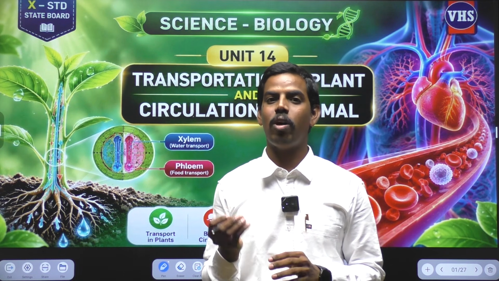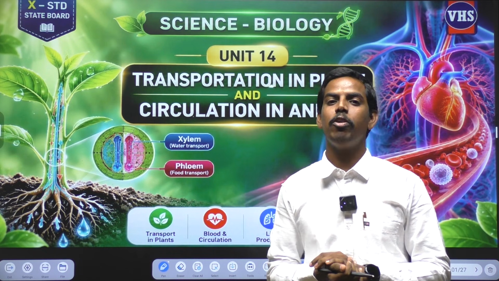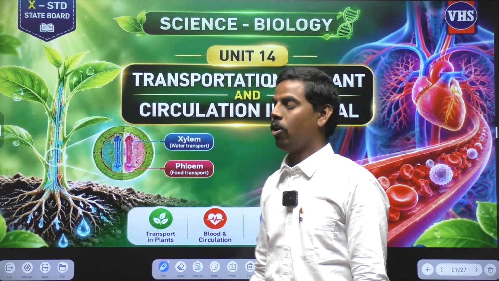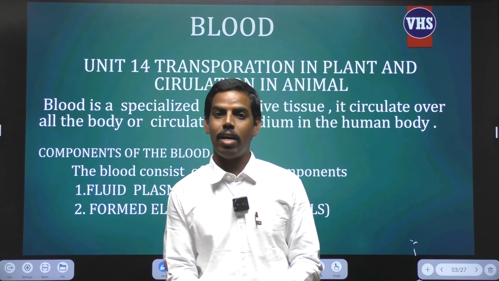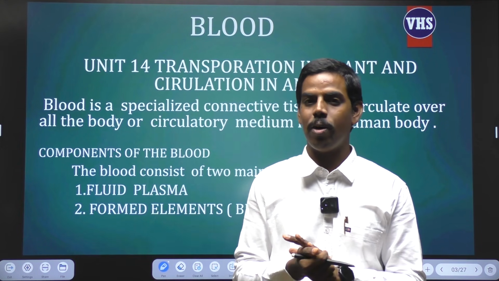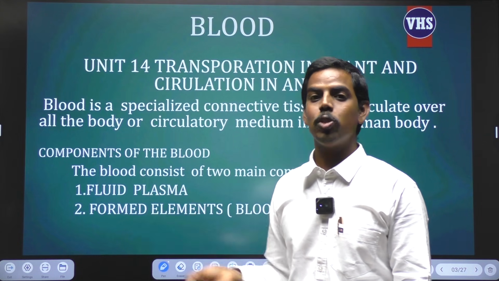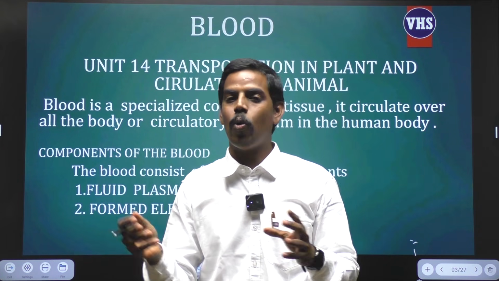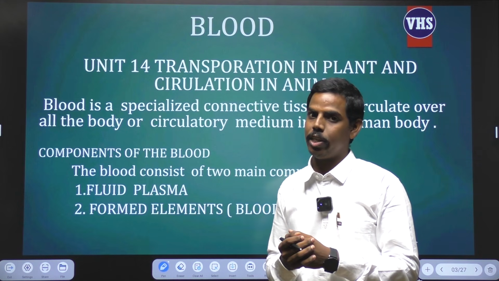Today we will discuss one of the interesting and important topics of class 10, unit 14, transpiration in plants and circulation in animals. The topic is blood. Blood is a specialized connective tissue and it is a circulatory medium in the human body. Why is blood called a specialized connective tissue? Because the blood circulates over all the body. That is the reason it is called a specialized connective tissue.